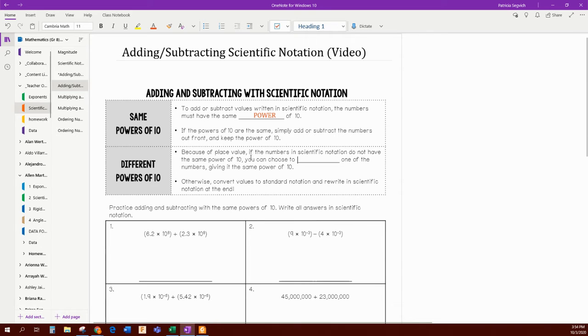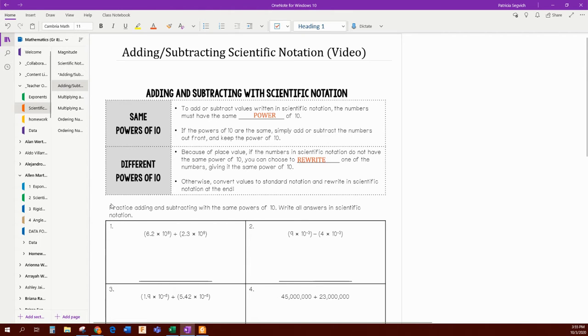Because of the place value, if the numbers in scientific notation do not have the same power of 10, you can choose to rewrite them. Rewrite one of the numbers giving it the same power of 10. Otherwise, convert values to standard notation, and rewrite in scientific notation at the end.